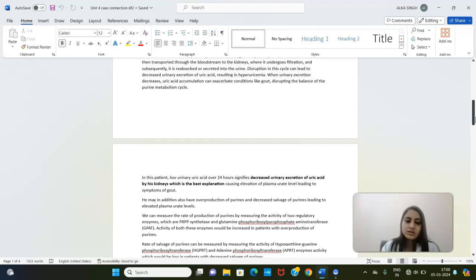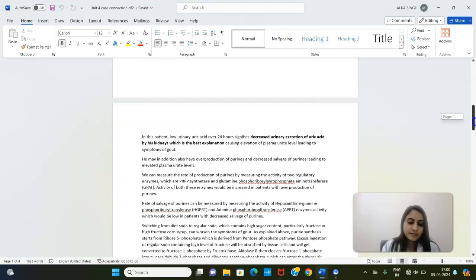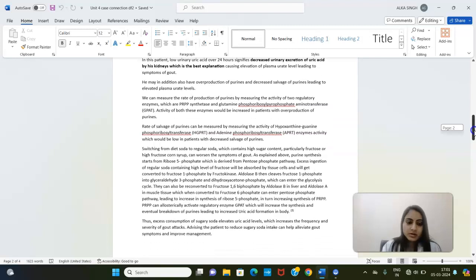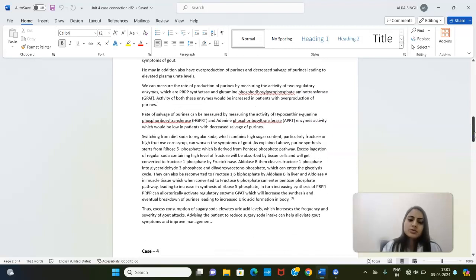When urinary excretion decreases, uric acid accumulation can exacerbate conditions like gout, disrupting the balance of the purine metabolism cycle. So in this case, the patient's low urinary uric acid over 24 hours signifies decreased urinary excretion of uric acid by his kidney, which is the best explanation for the elevation of the plasma urate level leading to the symptoms of gout. He may in addition also be overproducing purine and decreasing the salvage of purine, leading to elevated plasma urate levels.